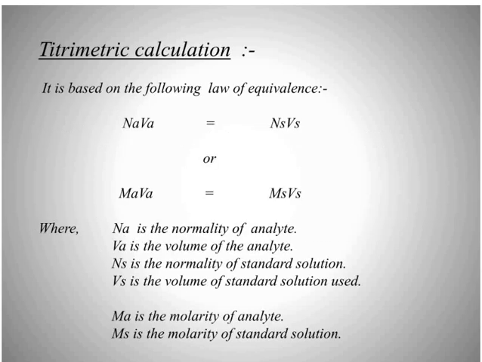So my friends, titrimetric calculations: how will you perform calculations after performing your experiments? It is based on the law of equivalence: NAVA = NSVS, MAVA = MSVS. What are the terms NA, VA? NA is the normality of analyte, VA is the volume of the analyte, NS is the normality of a standard solution, VS is the volume of a standard solution used, MA is the molality of analyte, MS is the molality of a standard solution.